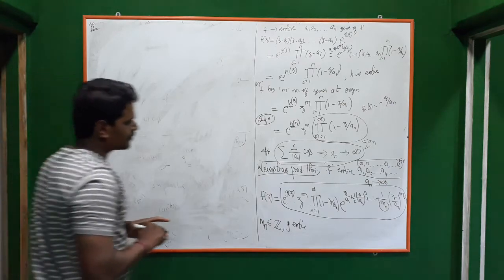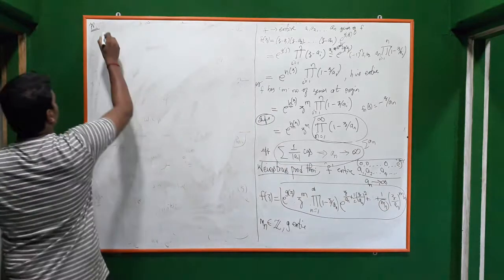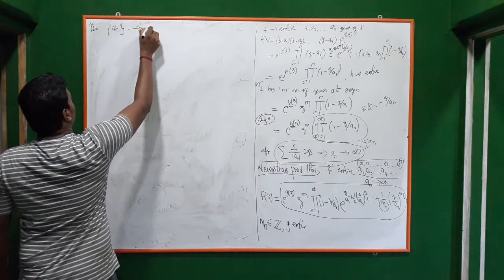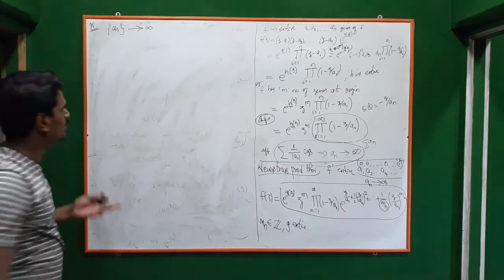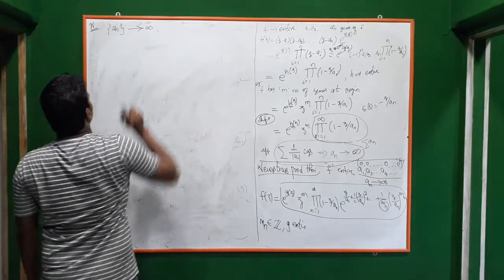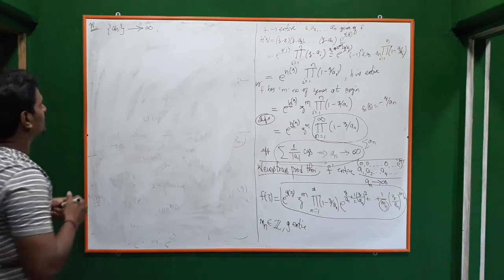So what is given? Given is the sequence a_n, diverging to infinity. This is given, and the zeros are there. And a_n is going to infinity.